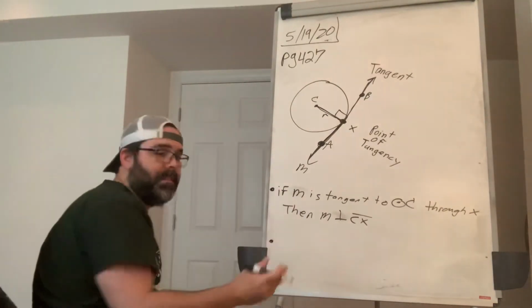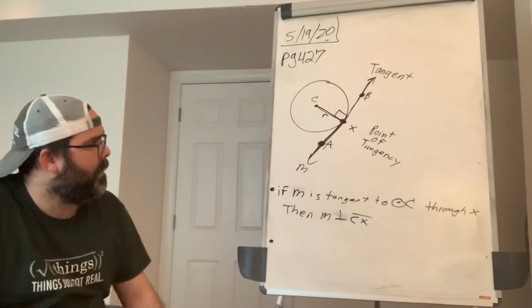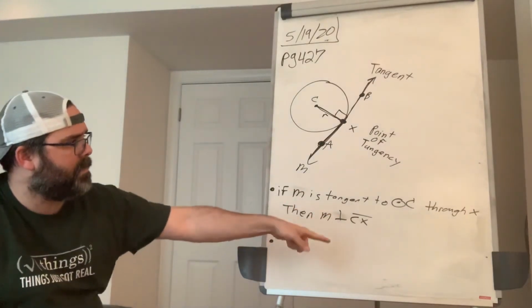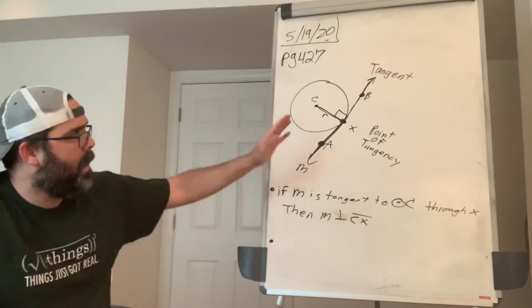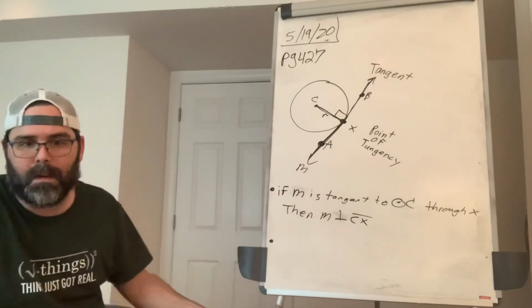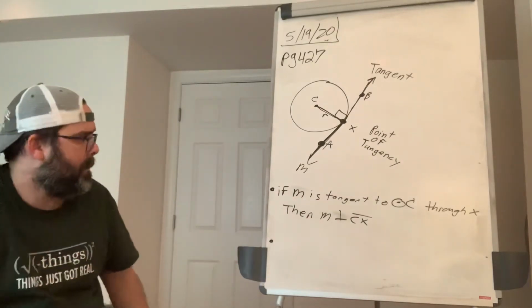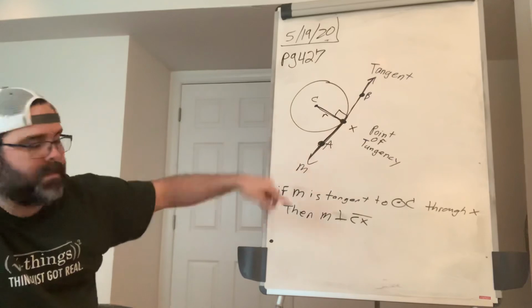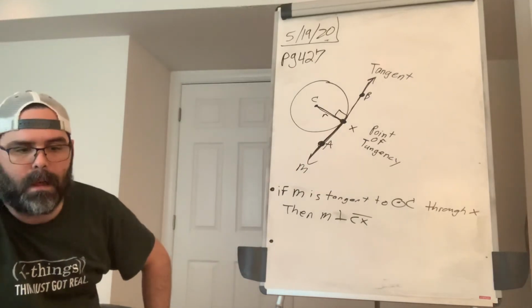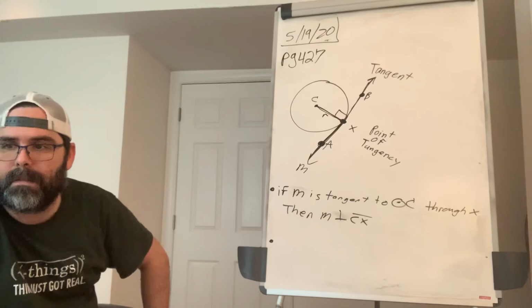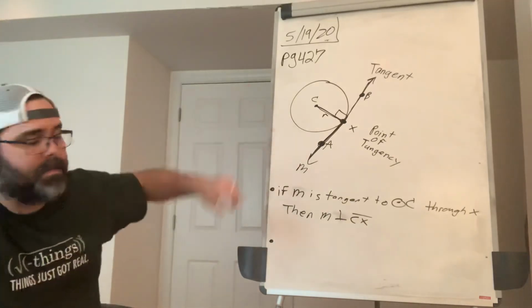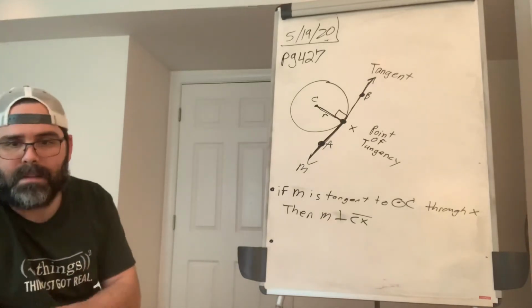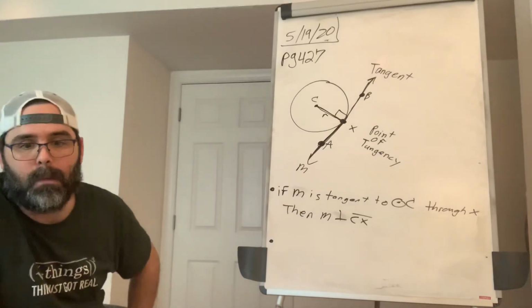Okay, the second theorem is the opposite of that, the converse of this. I'm not going to write it down. So this says if M is tangent to circle C through X, then the line M is perpendicular to CX, the radius. Okay, vice versa. If the radius is perpendicular to this line, then that line is a tangent. I'm not going to write down the converse. It's in your book on page 427. So the first thing, and the most important thing about tangents for this lesson, is that it creates a 90-degree angle with the radius.